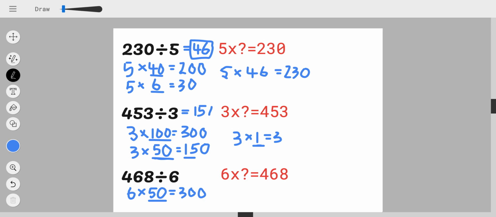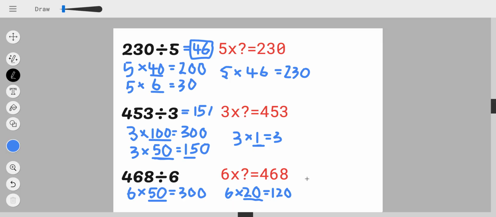All right, I reckon my next chunk, I might do 120 because I know 6 times something will give 120. And the reason I know that is because I know that 6 times 2, here's my 2, equals 12. So 6 times 20 must give 120. So far my two chunks, 300 and 120, they add up to 420. But I know I've still got 48 left over.